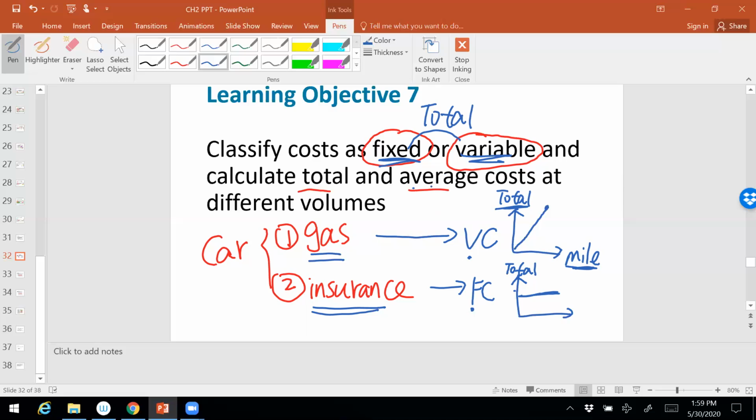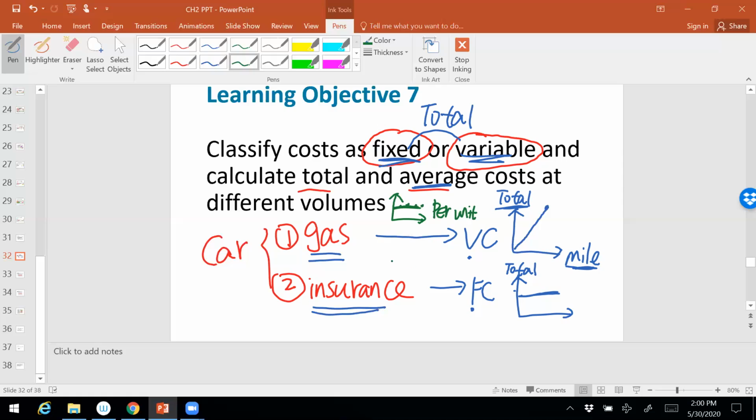But how about the average? For average, actually, it's the other story. If it's the gas, for average, the variable cost is constant. The average is per unit. I should say per unit. It's constant. Your first mile is $2, your second mile $2, your third mile $2, your fourth mile $2. So per unit, variable cost is constant.